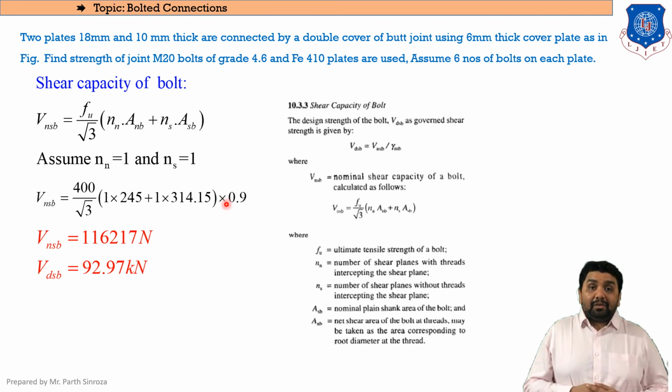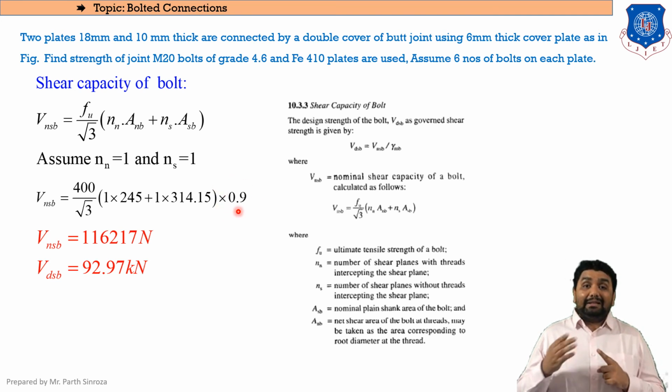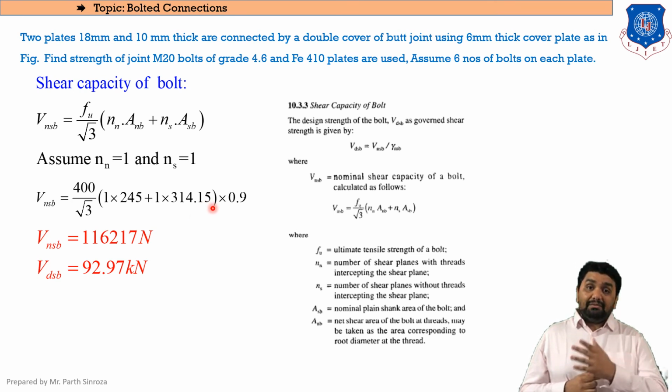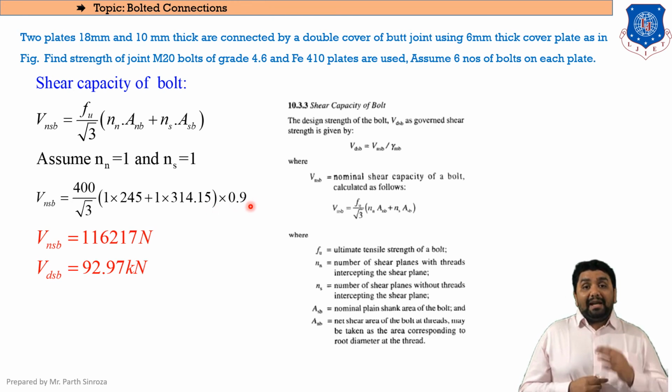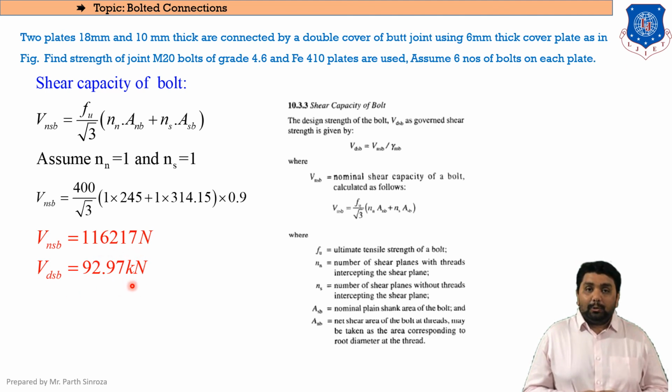Don't forget here, as the packing plates are given in the question, you need to identify first whether the packing plate is greater than 6 mm or not. If it was less than or equal to 6 mm, we won't have calculated beta pk. But if the packing plate thickness is greater than 6 mm, we always calculate beta pk and multiply it in the equation of VDSB. So beta pk for packing plate is only used up till VDSB. It is not used in VDPB. Clear? So solving it, we will get an answer. Shear capacity will be equal to 92.97 kilonewton.